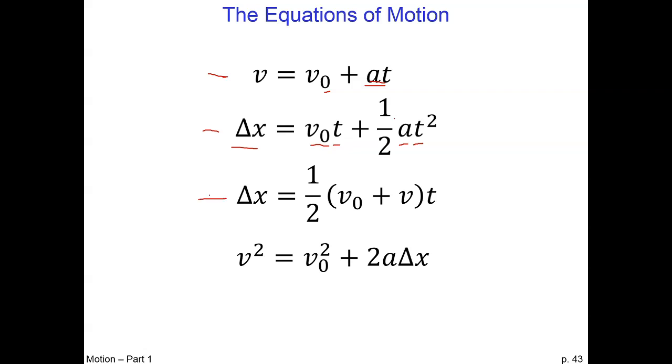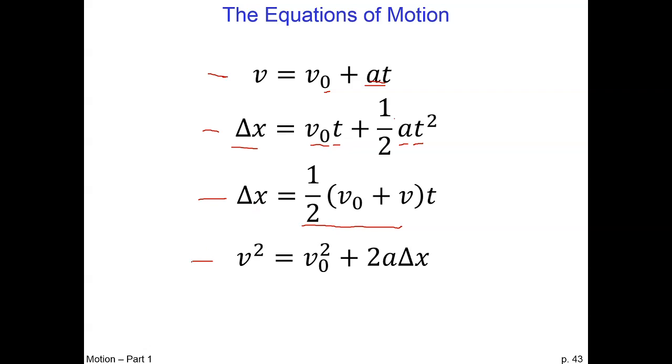Our third equation here is really a combination. You'll notice this first part here, 1/2 times v naught, the initial velocity, plus the final velocity. So this is just your average velocity, right? This is initial velocity plus final velocity over 2. Then you multiply that times time to get the change in position. So this is really the thing that we just did, right? The average velocity times time gives us the displacement. It's what we did in this stopping distance question.